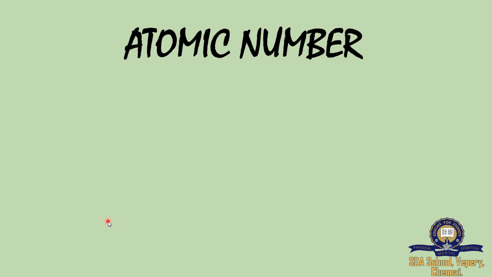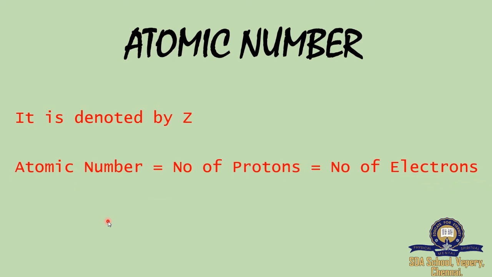So this atomic number can be denoted as the letter Z, and thus atomic number is nothing but the number of protons, which is equal to the number of electrons. And we saw that not only protons make the total mass of an atom, the neutrons in the nucleus also contribute to the total mass. As a proton and a neutron have the same mass, the mass of a particular atom depends on the total number of protons and neutrons present.